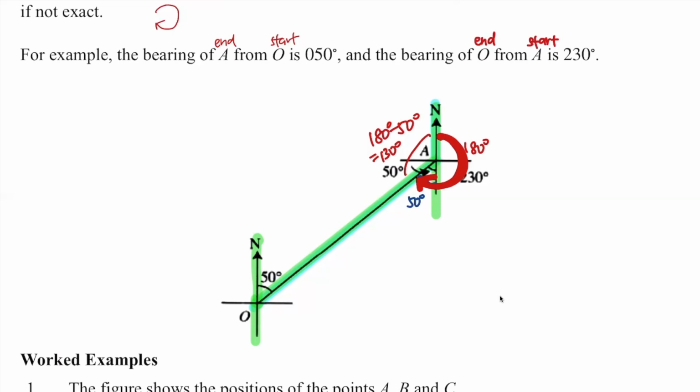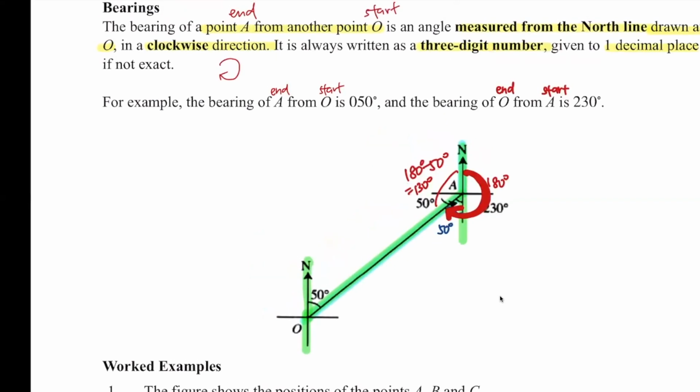Okay, so a few key things here. You need to know where is the ending and starting point, or where are the ending points and the starting points. Okay, where to draw your north line, which is always at the start point. How to find the angle is always measured in a clockwise direction from the north line to where you want to go. And when you find the angle, please always remember to write it as a 3-digit number.